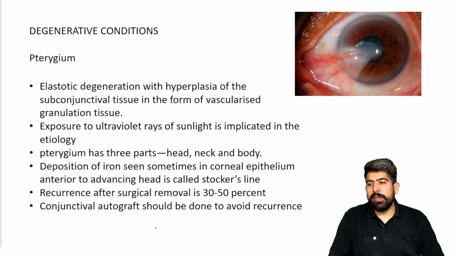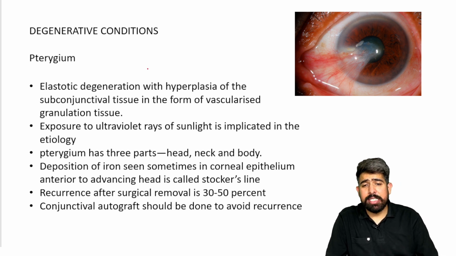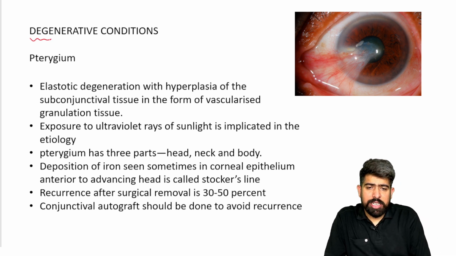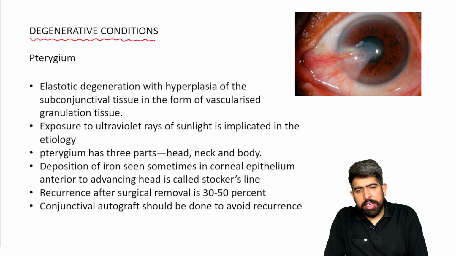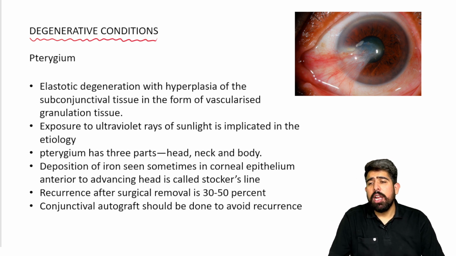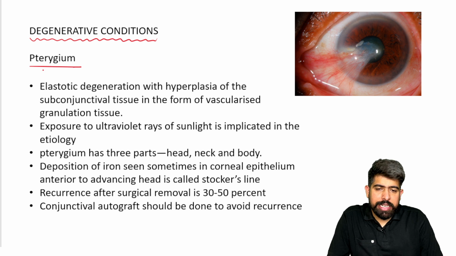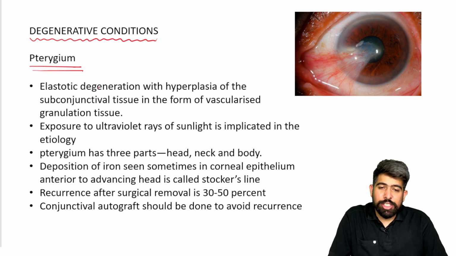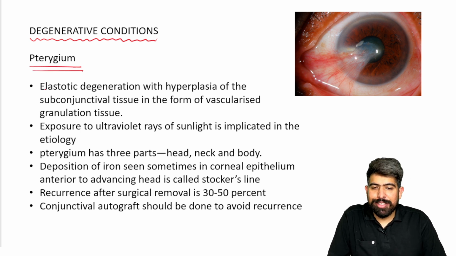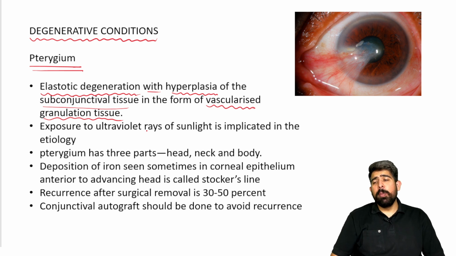After phlyctenular conjunctivitis, which was the allergic type of conjunctivitis, now we are moving to the degenerative conditions of the conjunctiva, starting with the first one, which is pterygium. What is the meaning of pterygium? Pterygium is an elastotic degeneration with hyperplasia of the subconjunctival tissues in the form of vascularized granulation tissue, right? So it is an elastotic degeneration of the conjunctiva.